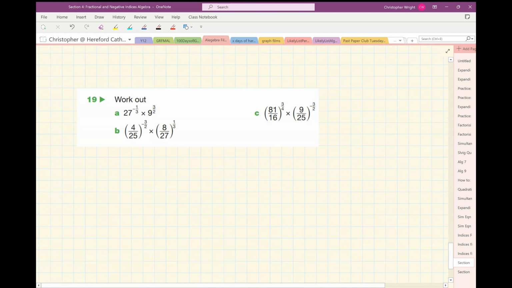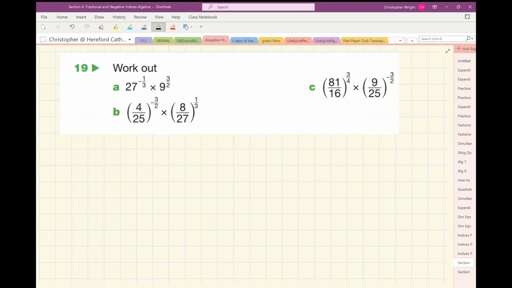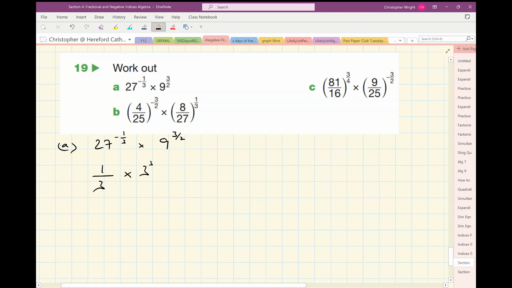Number 19. Now, let's have a look at A. I've got 27 to the power of minus a third times by 9 to the power of 3/2. Well, 27 to the power of minus a third is 1 over the cube root of 27, 1 over 3, times by the square root of 9 is 3 cubed. So that is a third of 27, which is 9. Part B.